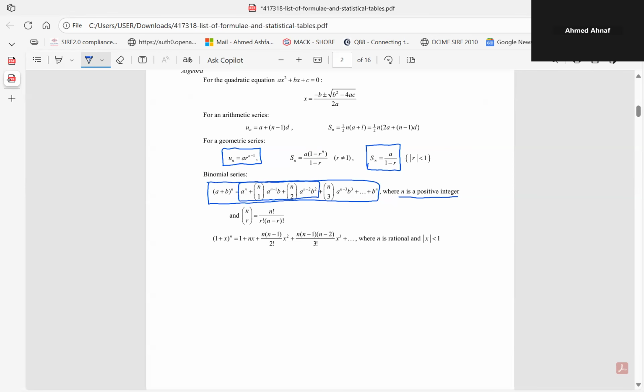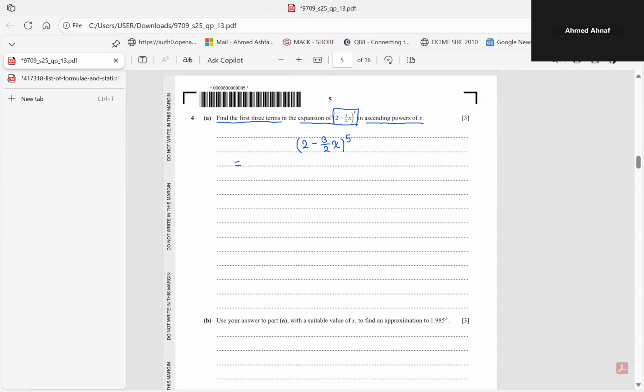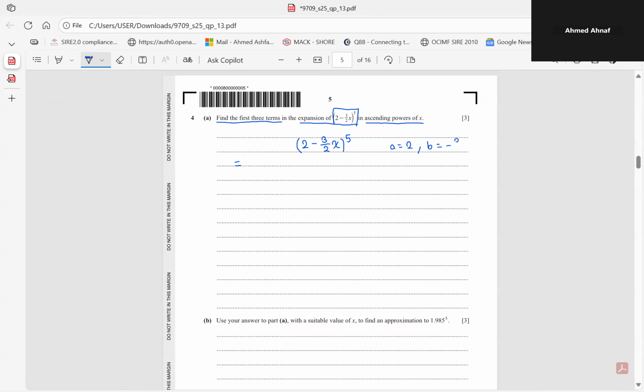So a to the power of n plus n choose 1 times a to the power of n minus 1 times b plus n choose 2 times a to the power of n minus 2 times b squared. In this case, a is equal to 2 and our b is equal to negative 3 over 2x. So the first term would just be a to the power of n. Oh, and our n is 5. So hence this would just be 2 to the power of 5.